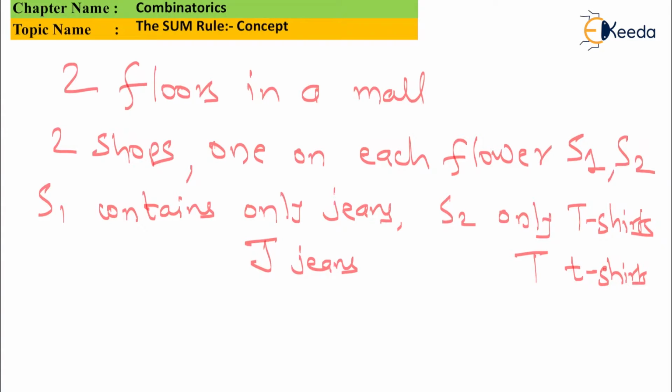Our choice is that, given the budget, we can buy only one garment in totality. That means it could be either a jeans or a t-shirt, but we cannot buy both, because in our budget we can buy only one of these. So only one garment.